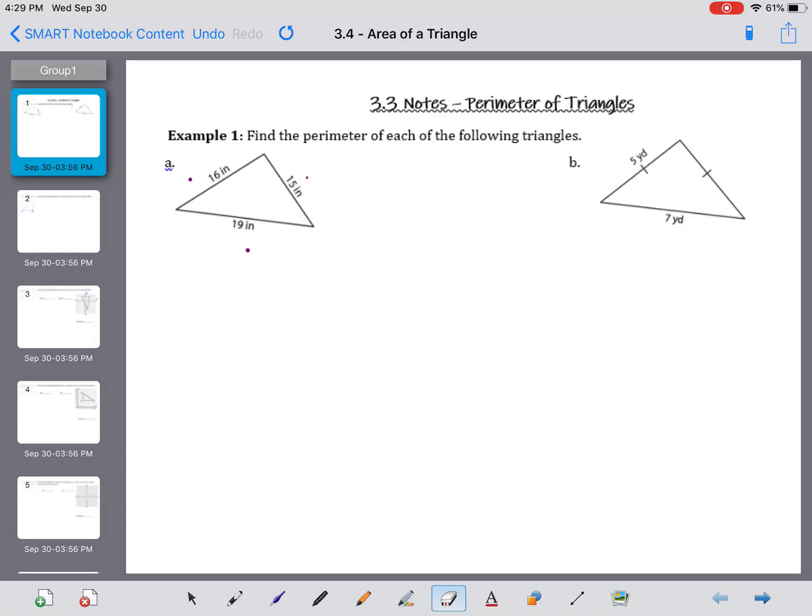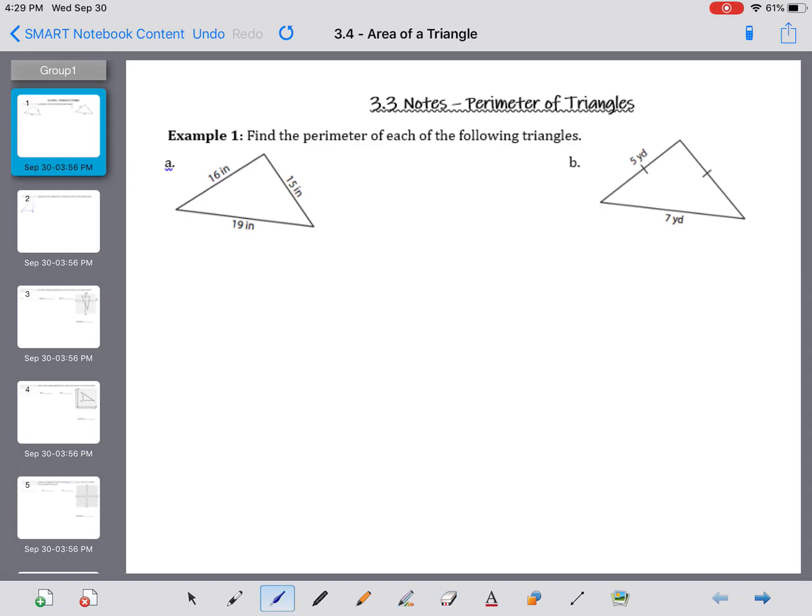So in this section, we are going to talk about finding perimeter of triangles in and outside the coordinate plane. The first few examples are going to be outside of the coordinate plane, and the last few examples are going to be how to find the perimeter of a triangle graphed in the coordinate plane. When we find perimeter, you're finding the distance of the outside of a figure. To do that, you just add up all the sides.